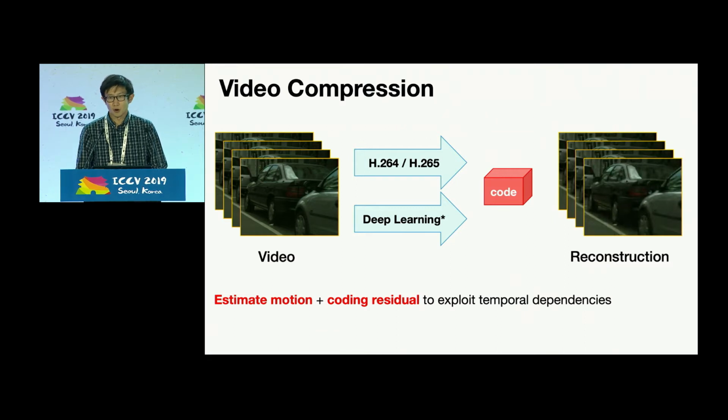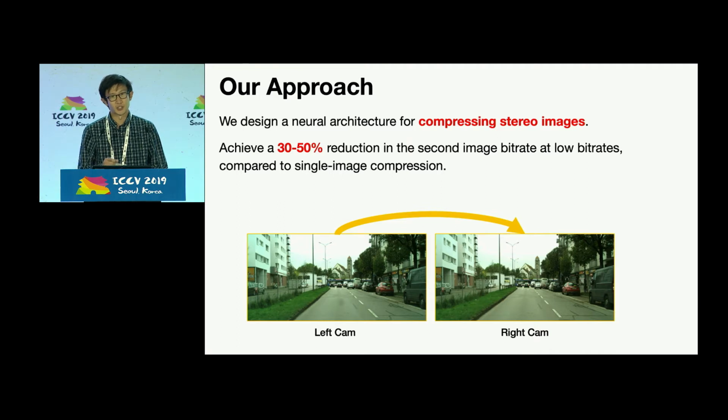So in our approach, we try to focus on the stereo image compression setting. And so we designed a novel architecture for the task of compressing stereo images. And we achieve a 30 to 50% reduction in the second image bitrate at lower bit rates compared to compressing the images separately with single image compression.